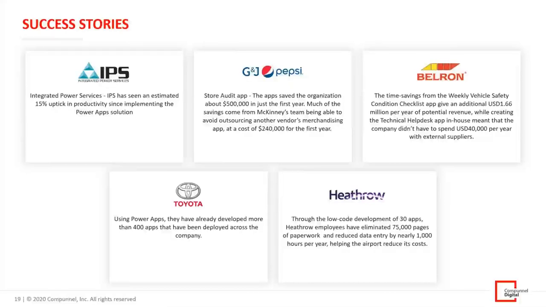Pepsi has started using it for a store audit app. The app saved the organization about 500K in just the first year. Much of the saving comes from the team being able to avoid outsourcing another vendor's merchandise app at a cost of 240 for the first year. Belron is another company. Toyota has started using Power Apps. Heathrow has been one of the case studies which Microsoft has recently published. Virgin Atlantic is using Power Apps for developing their whole portal. That is not mentioned here, but Virgin Atlantic is using Power Apps for their portal also. So that is another success story of Power Apps.